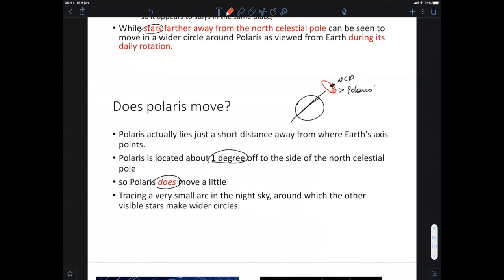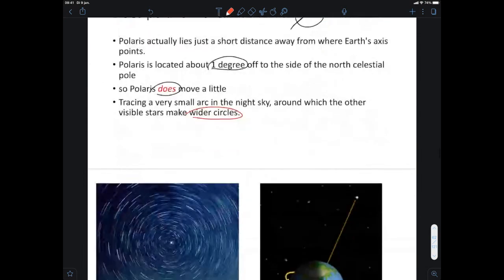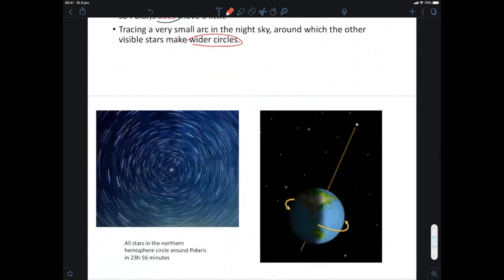And it traces a small arc in the sky around which all the other visible stars make wider circles. If you would be able to take a picture of the movement of the stars, you would see that all the other stars are circling around Polaris with a period of 23 hours and 56 minutes, being a sidereal day.